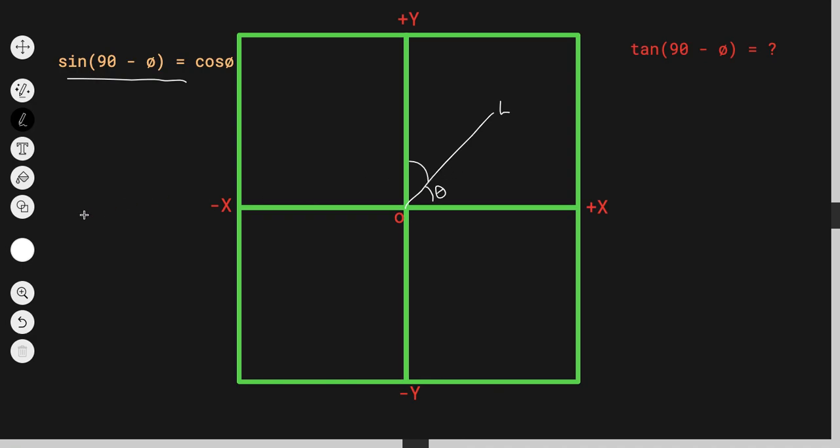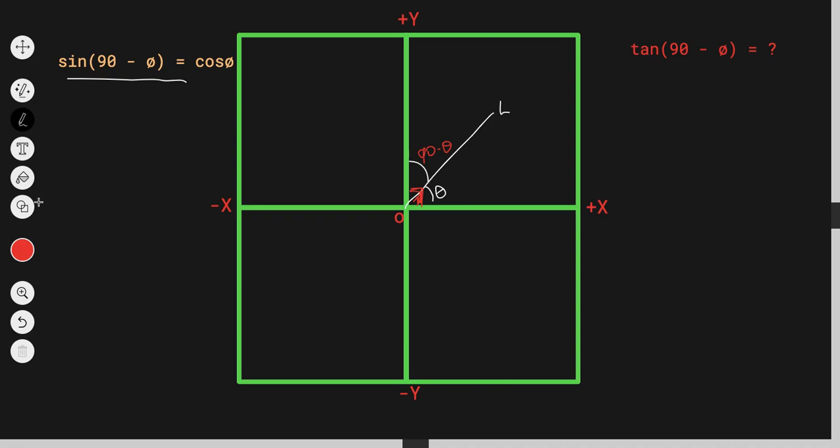Since the total angle is 90 degrees, and since that angle is 90 degrees and we have consumed theta, what will we be left with? 90 minus theta, correct? I hope this makes sense to you. We have 90 minus theta here, okay?